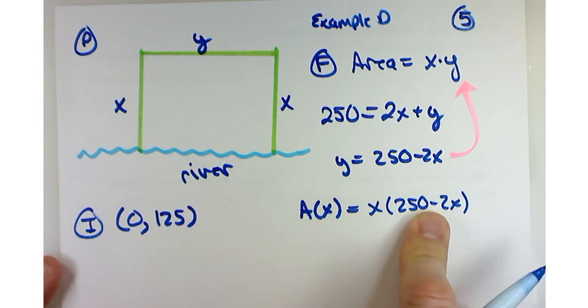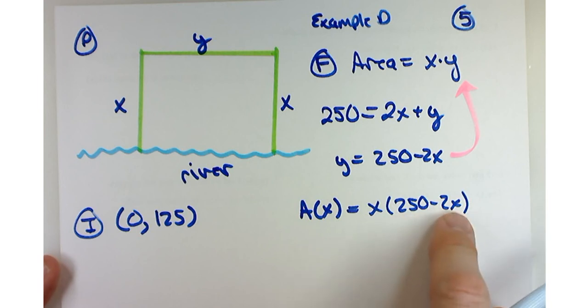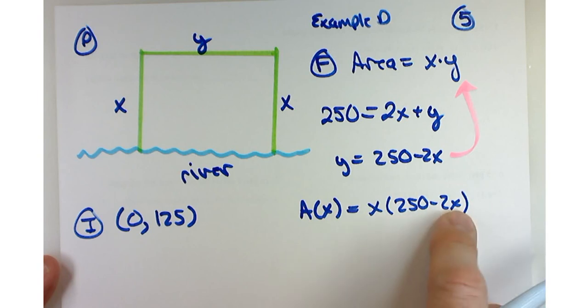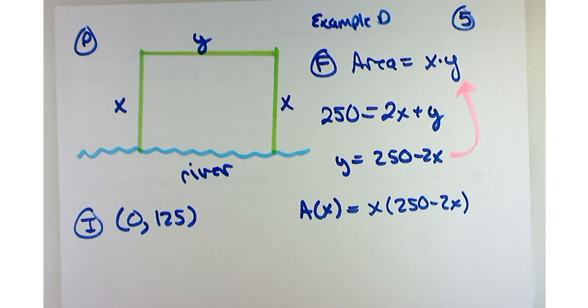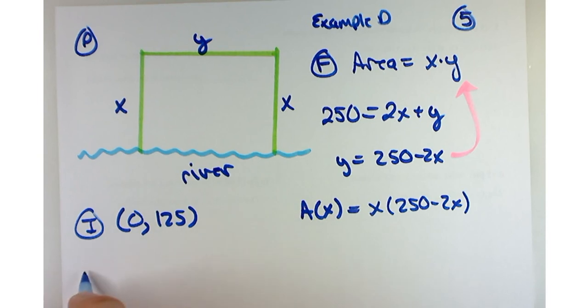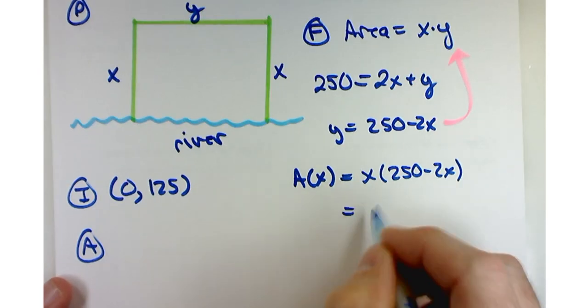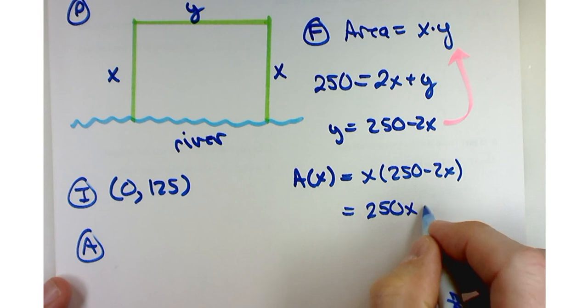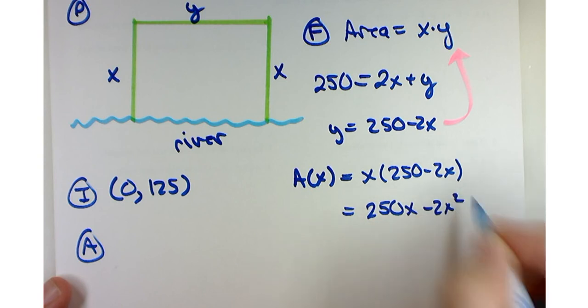So 125 is going to be the most that we have here. And if you set this equal to 0 and find the roots, you'd also see from this term right here that the maximum that x could be and still be positive would be 125. So 0 to 125, that's your interval. The analysis part is going to be pretty simple compared to some of these other ones. This is 250x minus 2x squared.